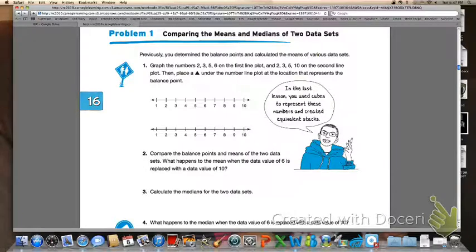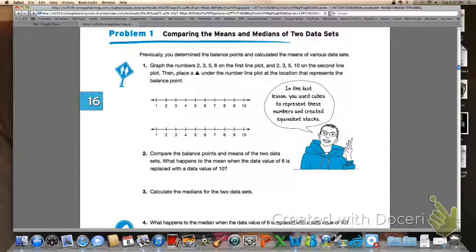Hi class, in 16.2 our learning target is going to be which measure of center that we should end up using. We want to try to determine when to use the mean, median, or the mode. So if you take a look at page 1082, we'll get started with problem 1 and compare the means and medians of two data sets.